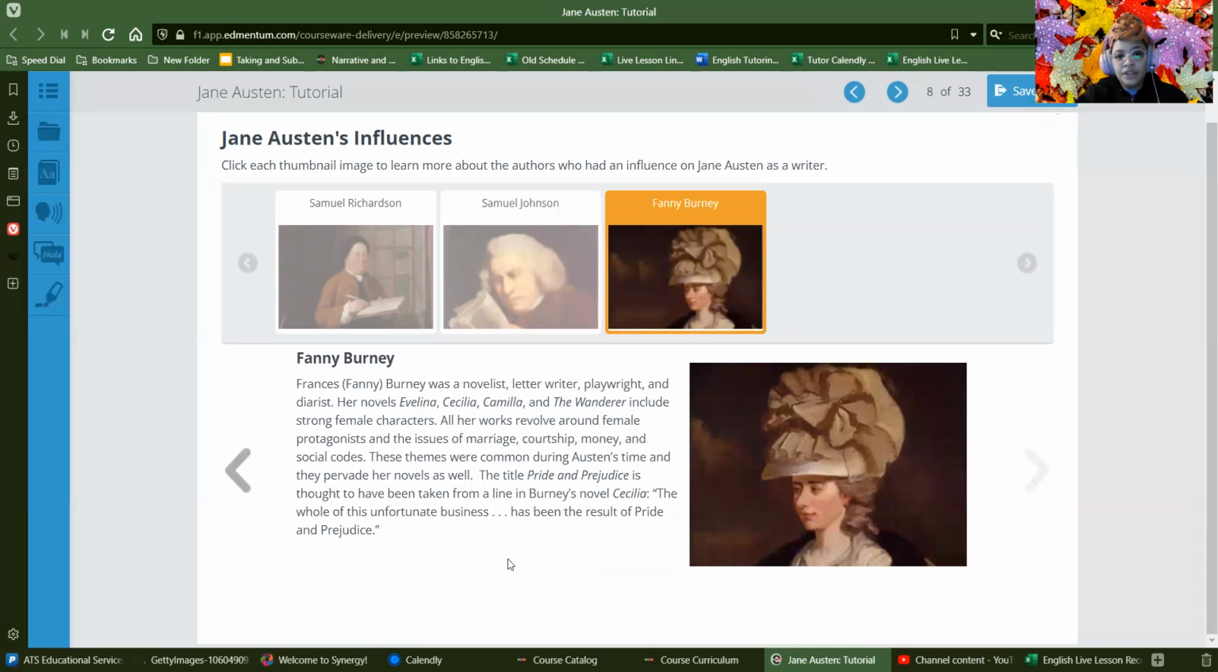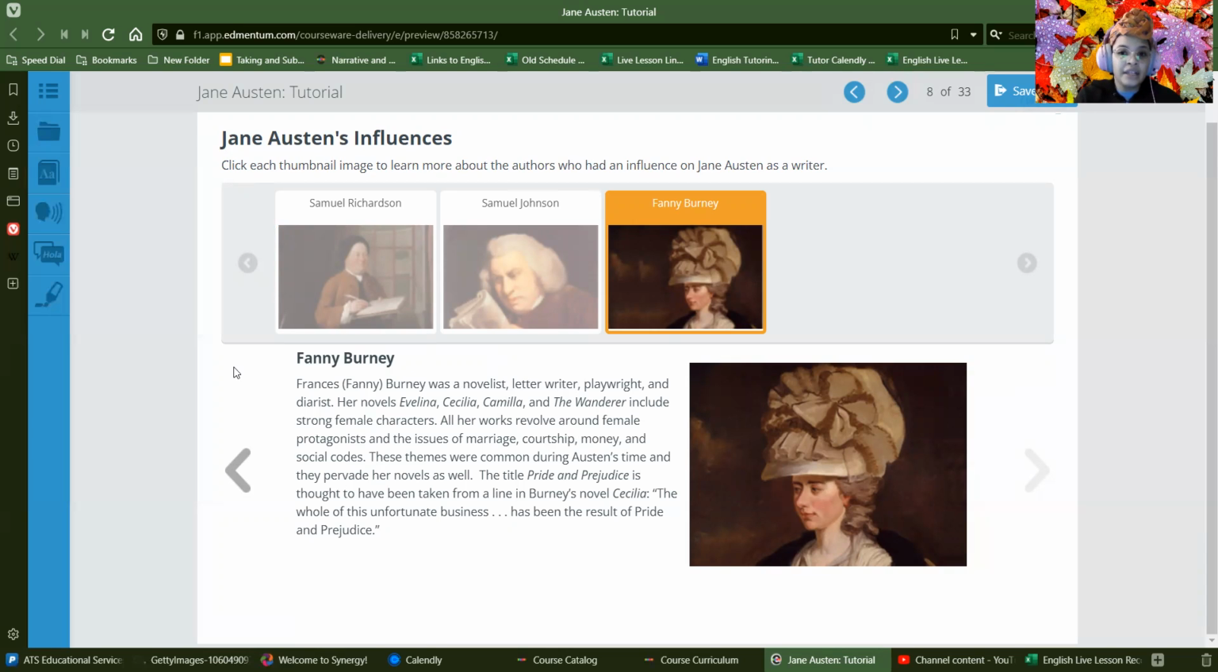And then the last author here is Fanny Burney. Now, her original name is Frances, but they call her Fanny. And she is a novelist, letter writer, playwright, and diarist. So she wrote a bunch of novels. They give you the names of them here: Evelina, Cecilia, Camilla, and The Wanderer. And all of her books feature very strong female leads. Her books are about women. They revolve around women and the issues of marriage, courtship, money, and social codes.